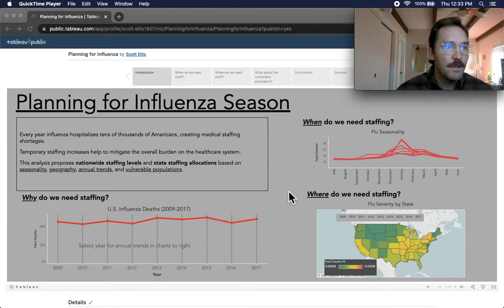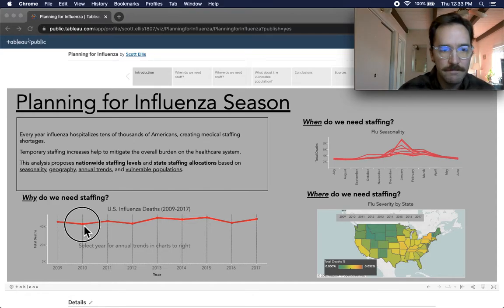So you can see in the chart below that over 40,000 Americans have died from the flu in each of the past 8 years. And while total nationwide deaths do not vary drastically from year to year, we can see that trends within a year can be quite different and unique. And so we'll click through the years.